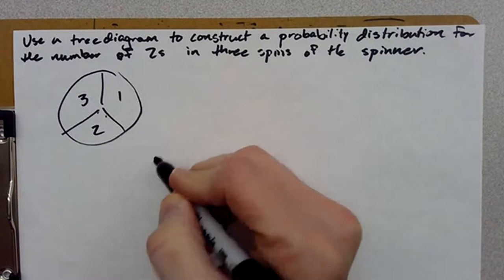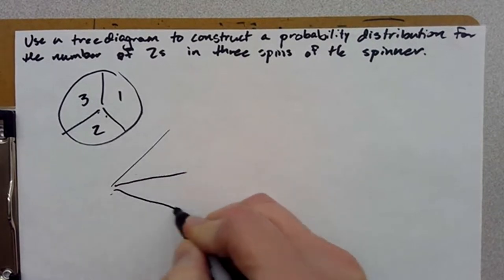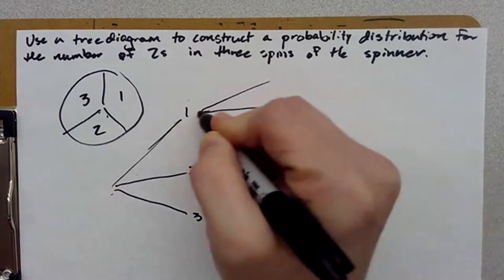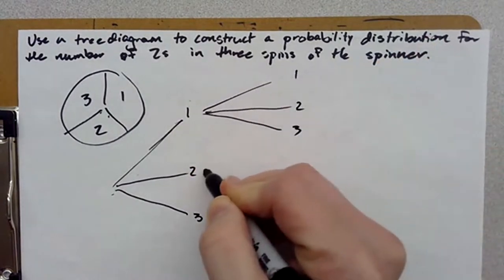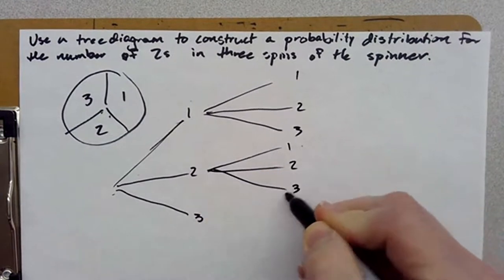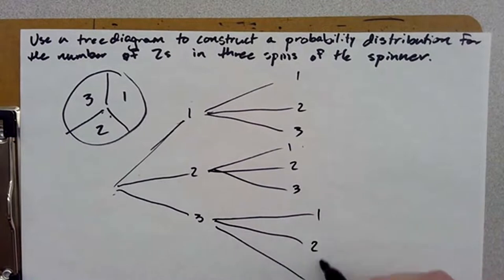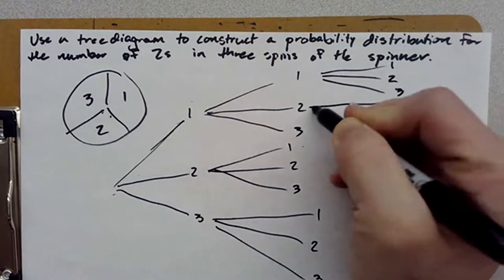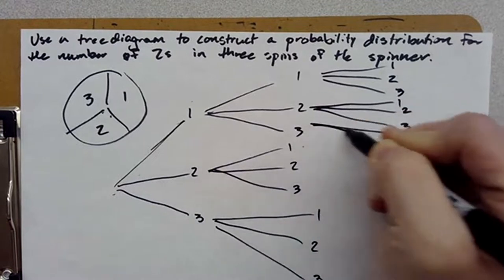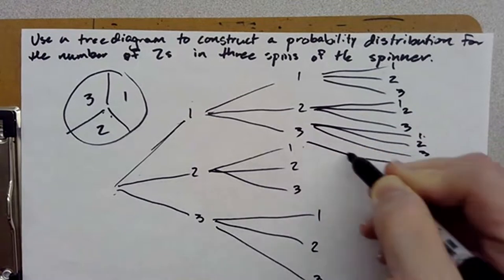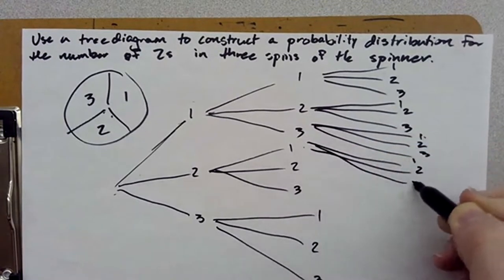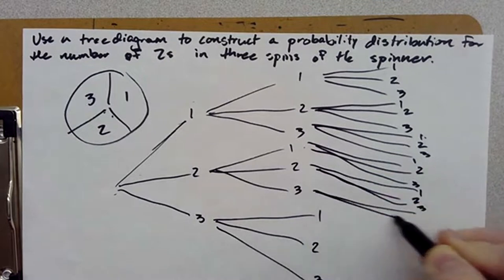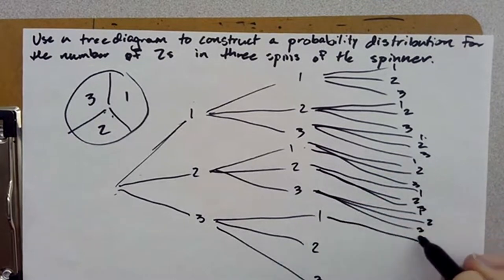Well, we start this way. On the first spin, we get either a 1, 2, or 3. On the second spin, we get a 1, 2, or 3 each time. And then on each of the third spins, we get 1, 2, 3, 1, 2, 3. And I always hate the way my tree diagrams wind up looking, even when I try to make them big.